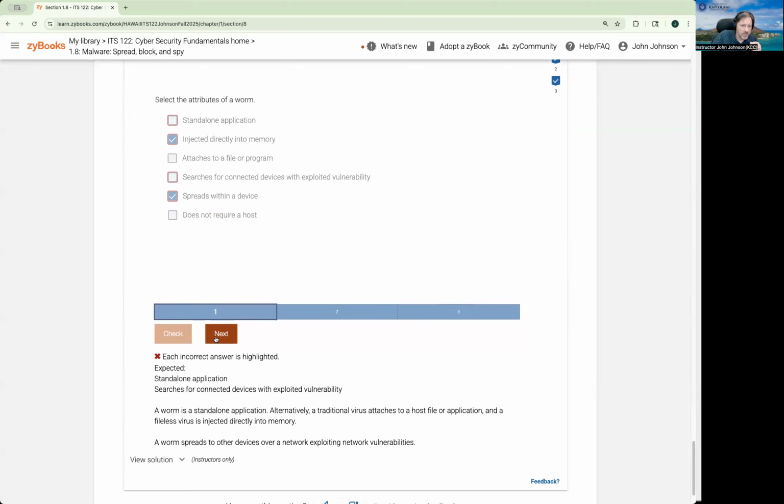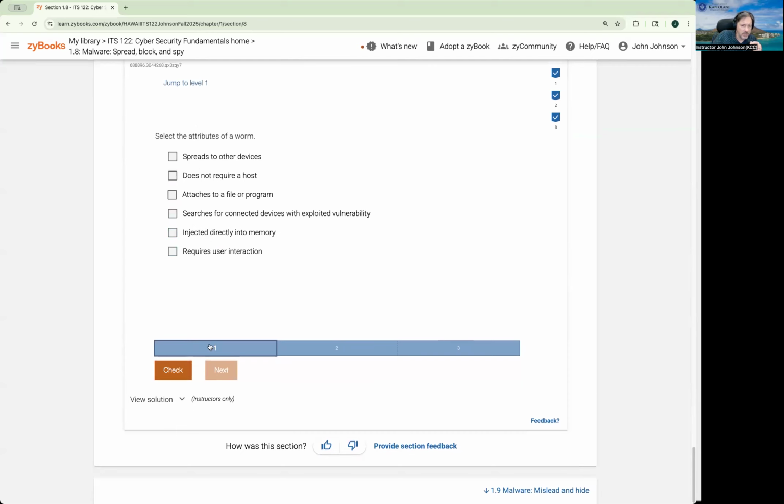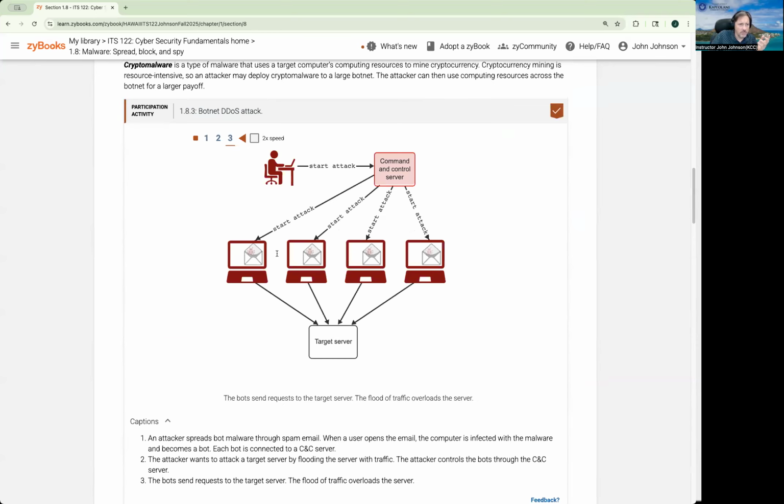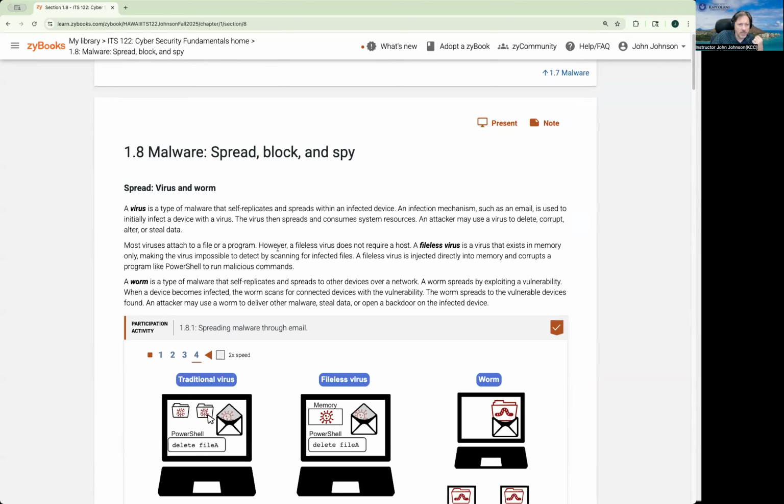And then when you say next, it's still going to be on one, but it's going to give you another one. It'll have different options here. So the neat thing is it has a bunch of options of things that are attributes and things that aren't, and it's mixing those up for you. So try to find all the attributes of a worm. And then when you get it right, you click on check. It'll bring you to the next one, which is 2 and then 3. So it's going to be asking you about the different things that we've talked about here. So that's it for the malware spread, block, and spy. Good luck with this.